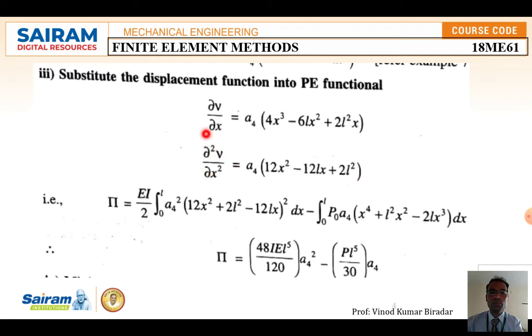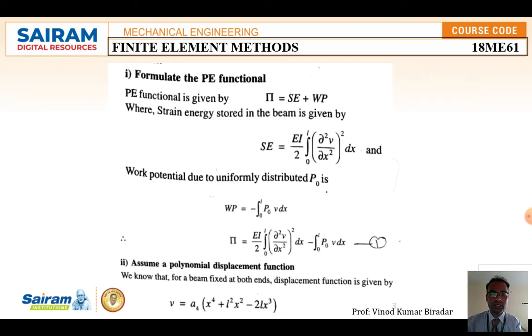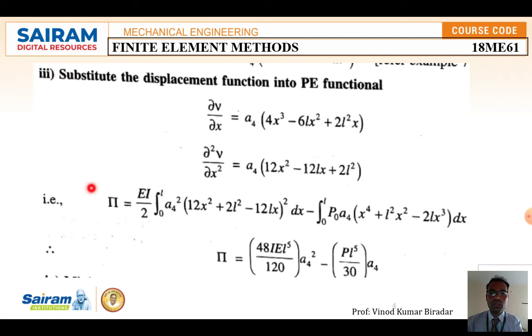Now this value you have to substitute in the potential energy function equation, that is from equation number 1. After substituting, you are going to get pi is equal to EI by 2 integration of 0 to L of a4 square, bracket 12x square plus 2L square minus 12Lx, whole square dx. This is a square minus b square form. Minus integration of 0 to L P naught a4 into x to the power of 4 plus L square x square minus 2Lx dx.